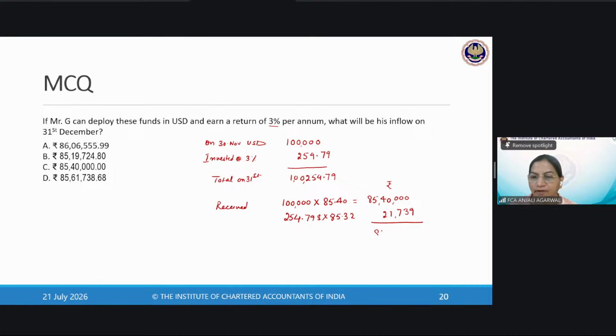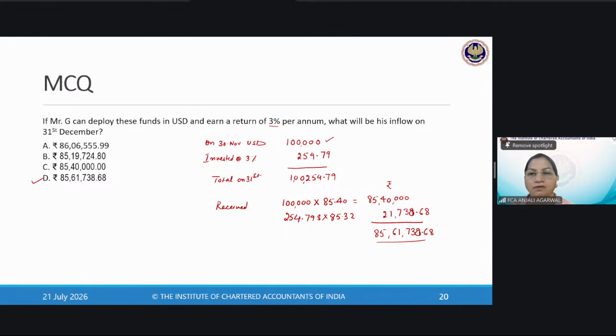So his inflow would have been 85 lakh 61,739, or 38.68, as the question is specifically asking to keep the answers in 2 decimals. $85,61,738.68. Okay. So what has he done?